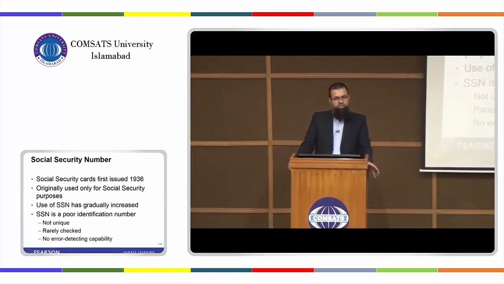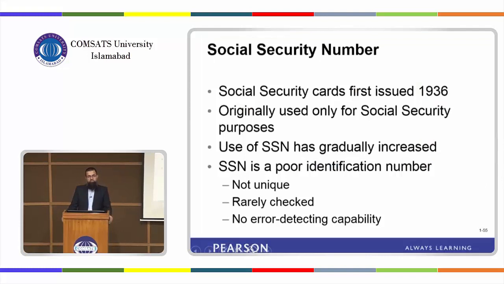But in the US, they have a social security number, and they started this in 1936. At that time we didn't have computers, so it was done by clerical staff, by humans, and they needed to manually write and enter the data in the given forms, and there was a lot of chance of error or mistakes because everything was manual.